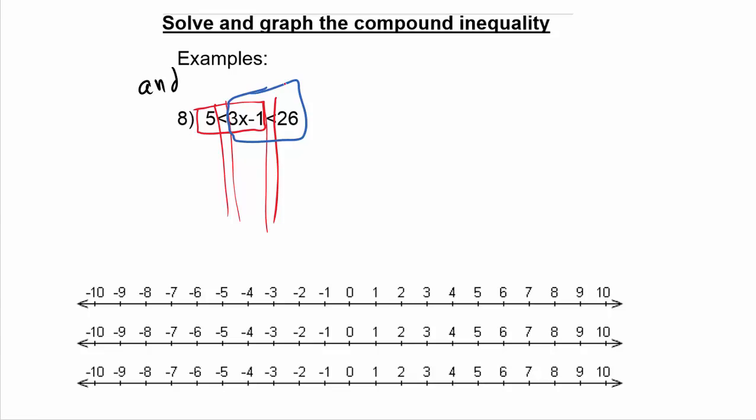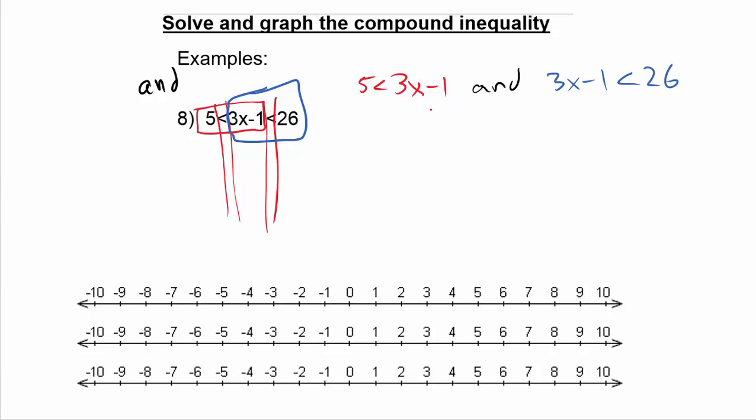So if we take the first part of the problem, it would be 5 is less than 3x minus 1. So we just take the 5 in the middle part. And, so I'm going to sneak the word and in here. And 3x minus 1, the middle part, is less than 26, the part on the right. And we're just going to solve these each separately.